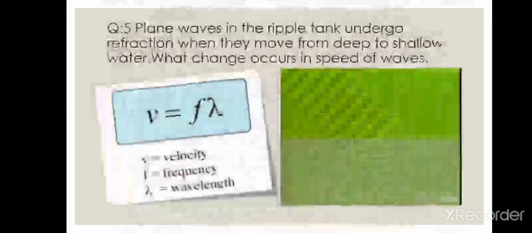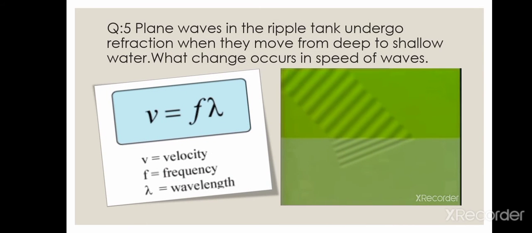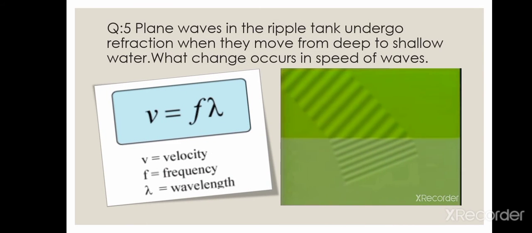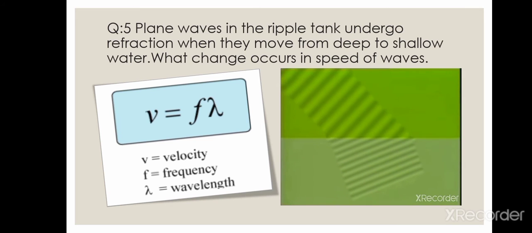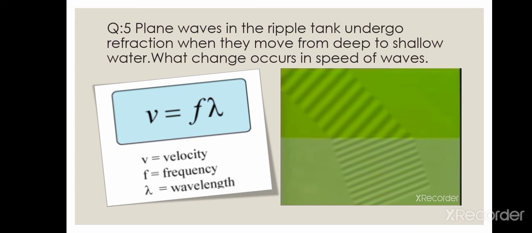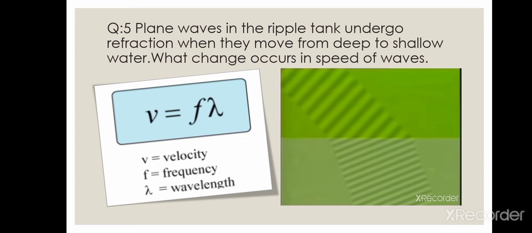Last question. Plane waves in the ripple tank undergo refraction when they move from deep to shallow water. What change occurs in the speed of waves? As we have completed ripple tank recently, it will be easy for you to answer. Make use of this wave equation, v equals f lambda, and this video. You can see here the water is entering from deep to shallow water. Its path is changed and you have to observe what changes are there in this video during the refraction.